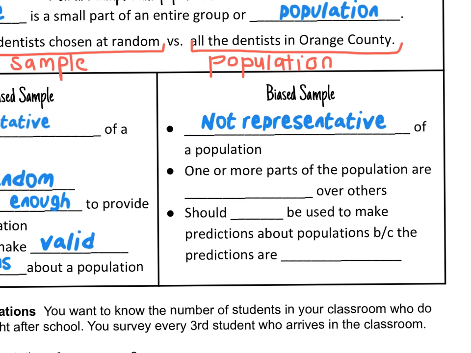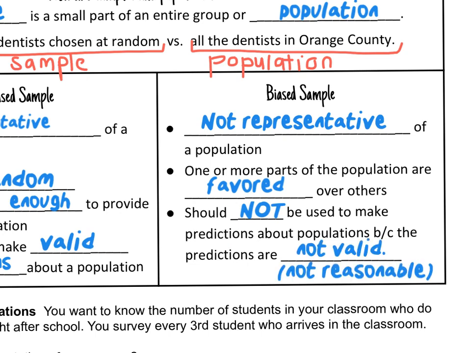So now let's take a look at the next column where we have biased sample. So a biased sample is not representative of a population. The second bullet, one or more parts of the population are favored over others. For the last bullet, write should not be used to make predictions about populations because the predictions are not valid or not reasonable. So pause the video if you need to copy the entire section down correctly. Please pause now.